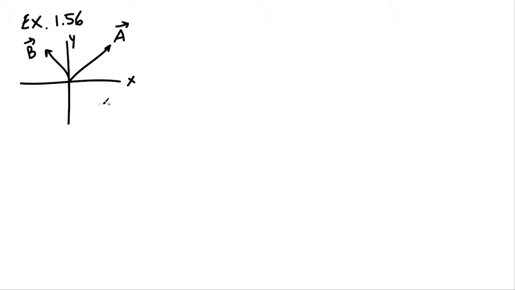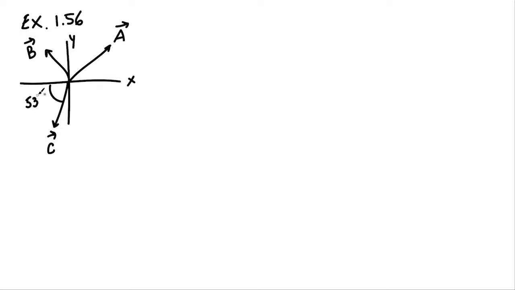This is exercise 1.56 in your textbook, using an XY set of axes. So we have the vector A, which is in the first quadrant. We have the vector B, which is in the second quadrant. And the vector C, which is in the third quadrant. Not doing a good job of drawing these to scale, I'm afraid.